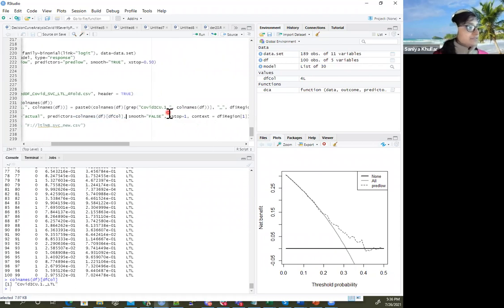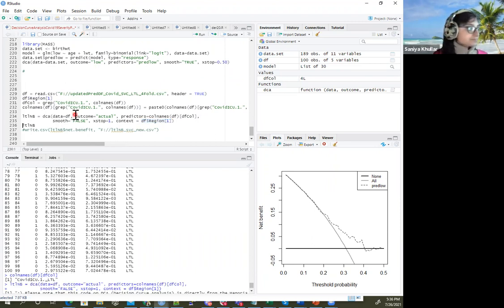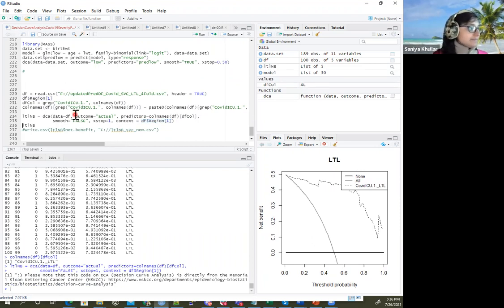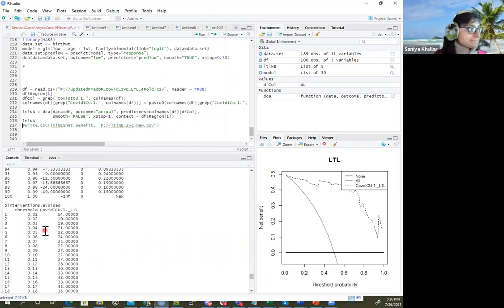And then I set smooth to false. I just keep everything basically the same as what they use. And then I added in a context variable as well, directly from here. I have a print statement that I added in. And now you can see this is the model for the lateral temporal lobe, and this is the LTL net benefit here.